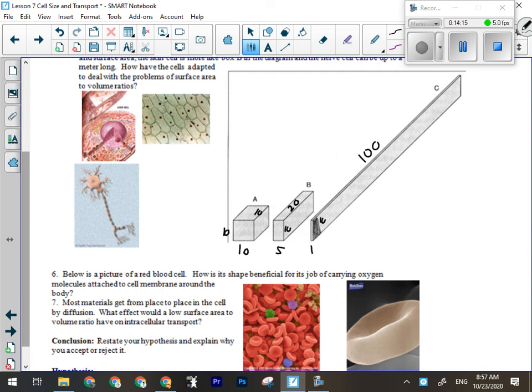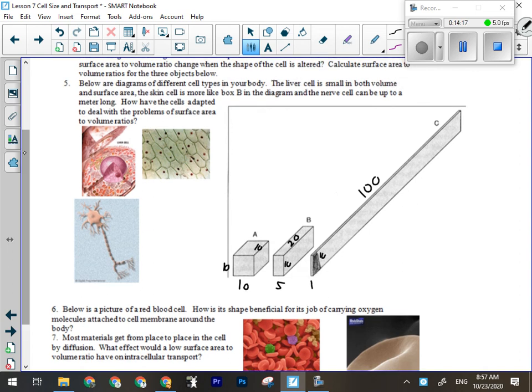Okay? For question number 5, okay? Question number 5 is now saying, all right, you did this with fake cells. Now here's real cells. A liver cell is like A, okay? A skin cell is like B, and a nerve cell is kind of like C, right? You have some nerve cells that run through your spine that are up to 1 meter long. Single cell, 1 meter long, but they're super skinny, okay? And that's how they can maintain that surface area to volume ratio.